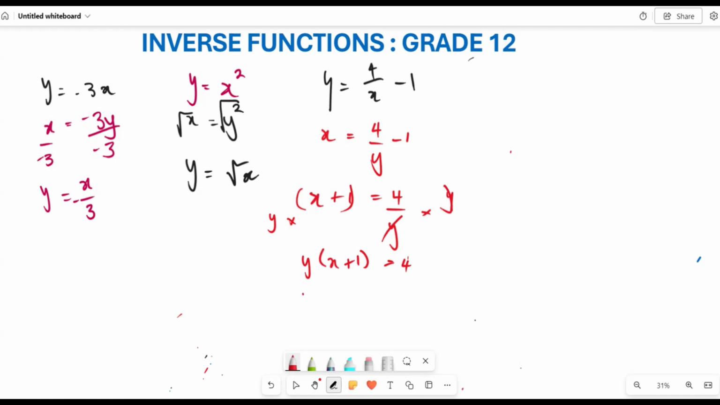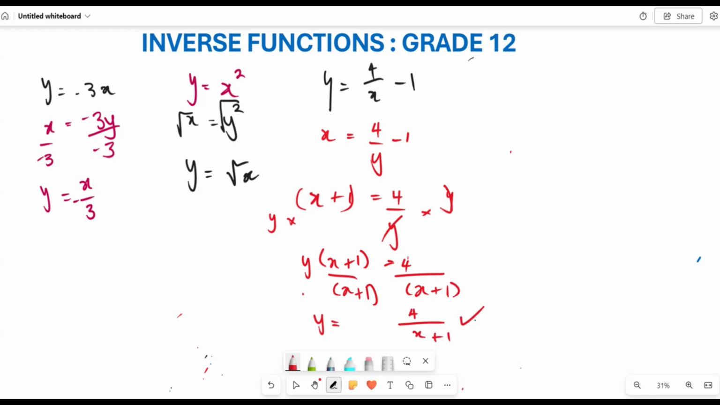Which means my y, I am going to divide by x + 1 on both sides so that I can have my inverse here. So the inverse of this particular function will be the same as 4 over x + 1. Are we together? This will be the inverse of this particular function.